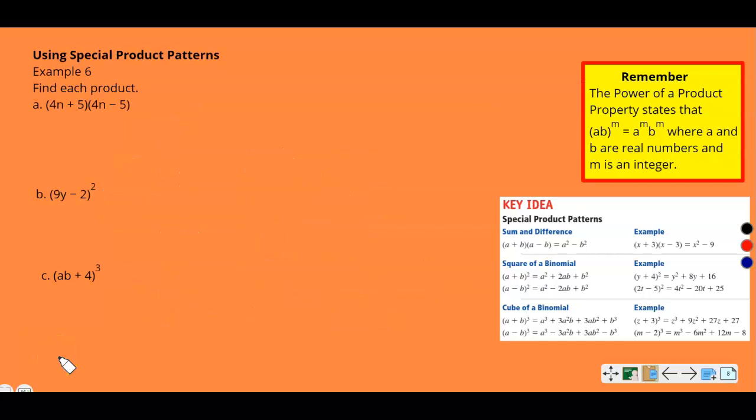Example 6, using special product patterns. All right, key idea, you have your special product patterns here, and we're going to use these formulas, per se, to go ahead and multiply these. So here we have a sum and difference. So it's a binomial, same binomial, different sign in the middle. So that means we're going to do a squared minus b squared. So the first term, 4n, would be your a. So we're going to do 4n squared.